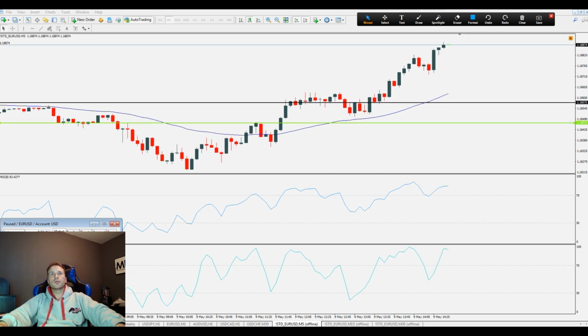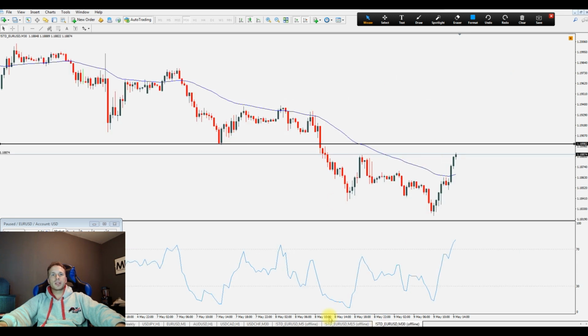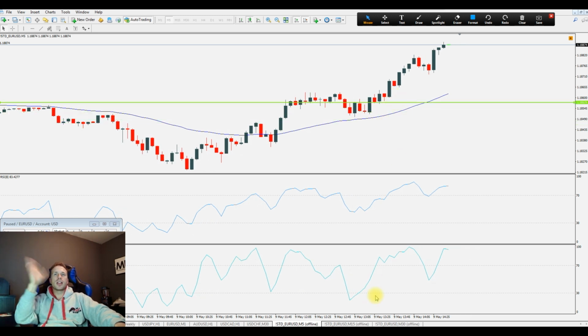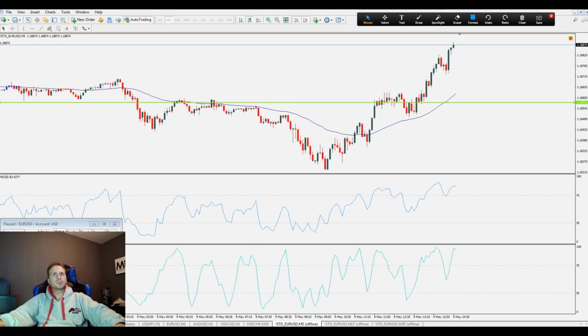We continue higher. Okay, so 30 minutes, my take profit hasn't been hit. I'm going to bring my stop loss to break even. So this trade is now risk free. I ain't losing any money on this trade now. So we're going to keep coming up.